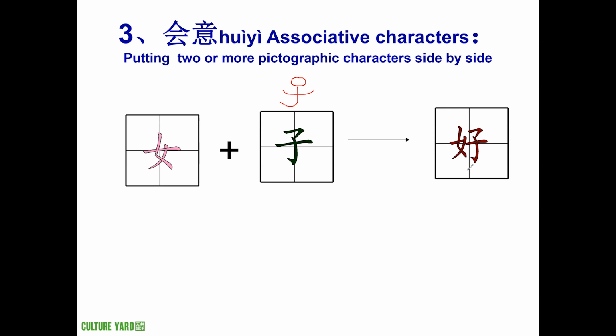Another saying is, in ancient China, man is the center of the society. For a man, if he has a woman and also has children, kids, we think, wow, this is a good life. So this is a 好.